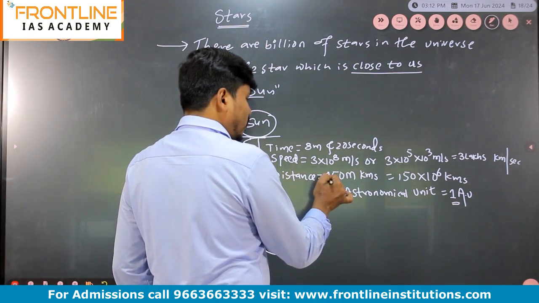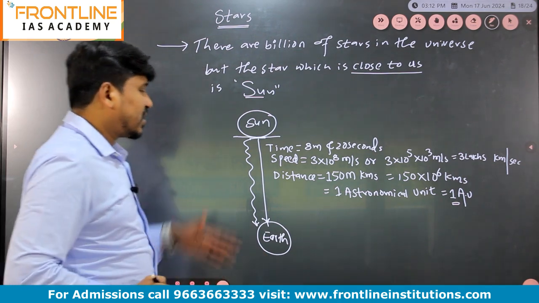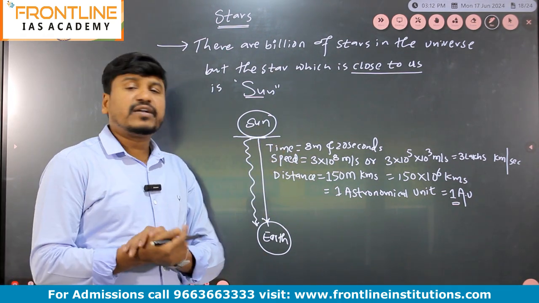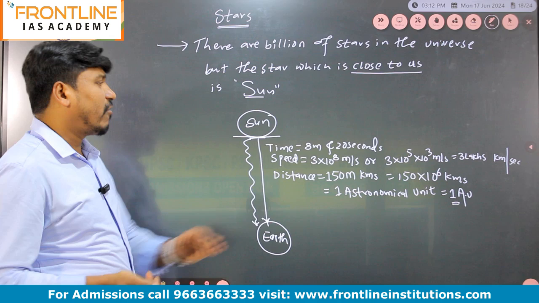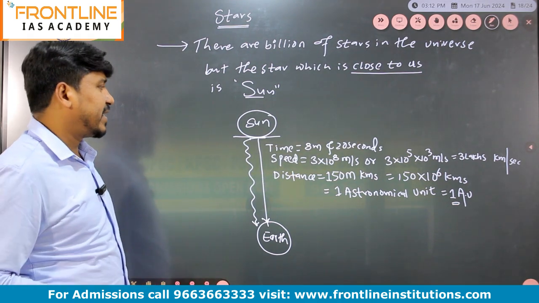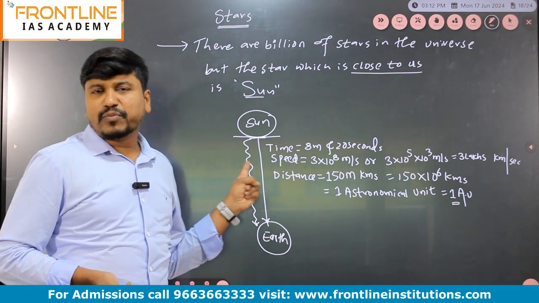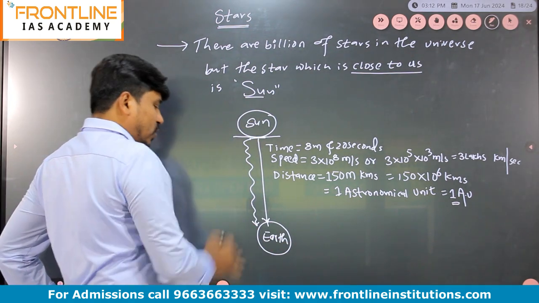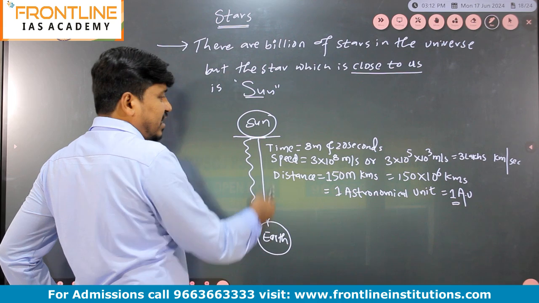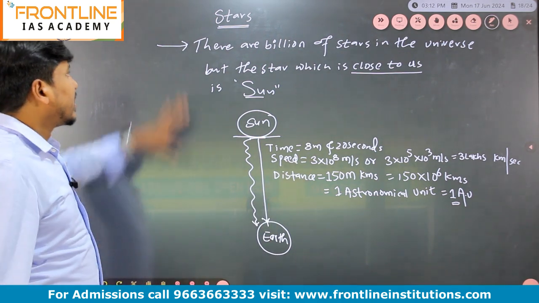So the distance is 150 million kilometers, light travels with a speed of 3 into 10 to the power of 8 meters per second, or 3 lakhs kilometers per second, and light takes 8 minutes and 20 seconds to reach the earth's surface. Very important point. The sun is very close to earth, and the distance between the sun and earth is one astronomical unit.